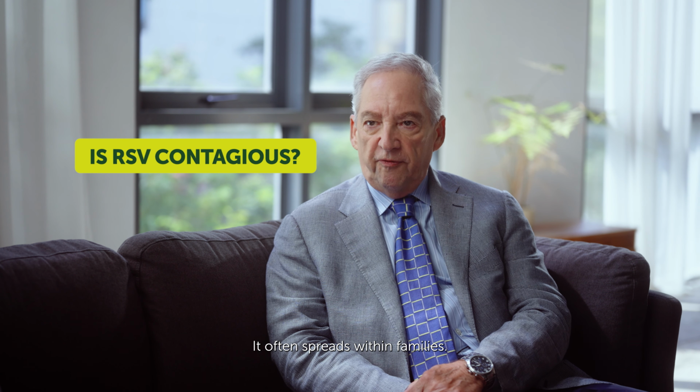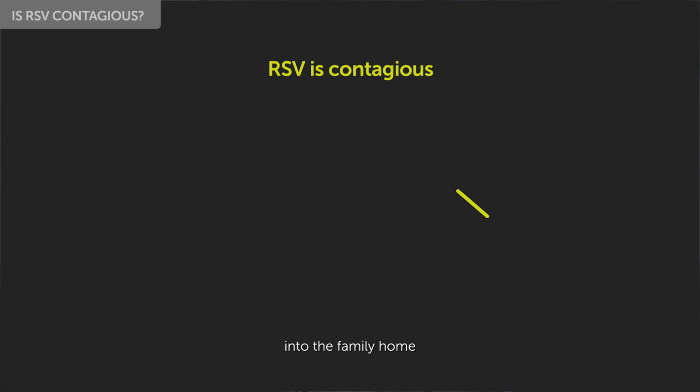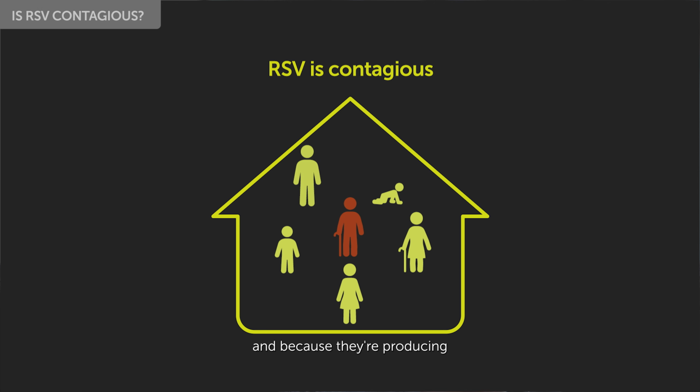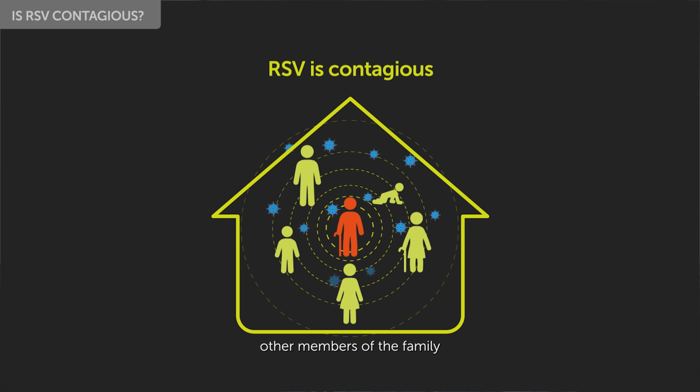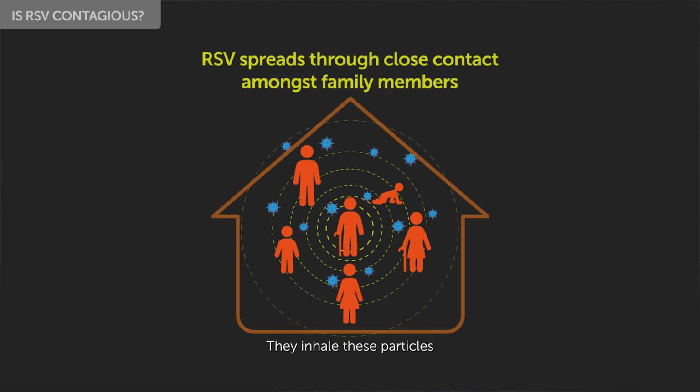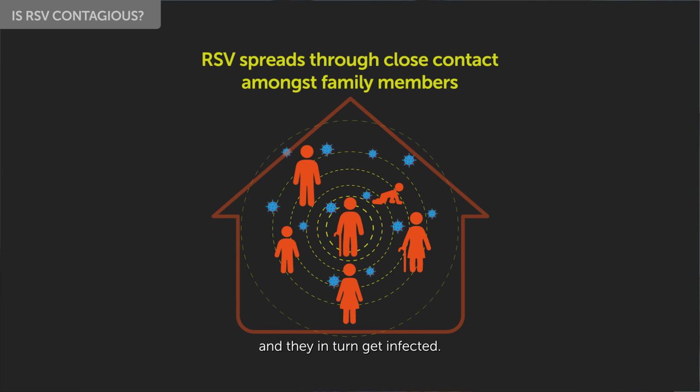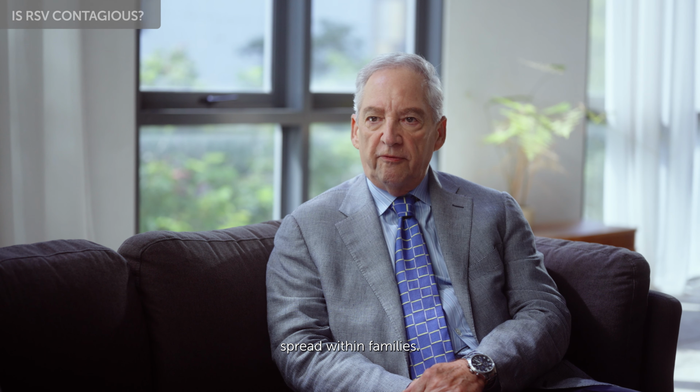It often spreads within families. So someone comes into the family home with a virus, and because they're producing these small droplet nuclei, other members of the family are in close contact with them. They inhale these particles, and they in turn get infected. So it's very commonly spread within families.